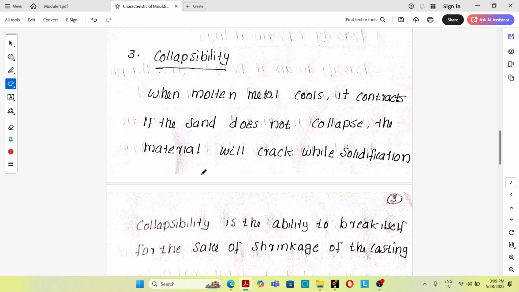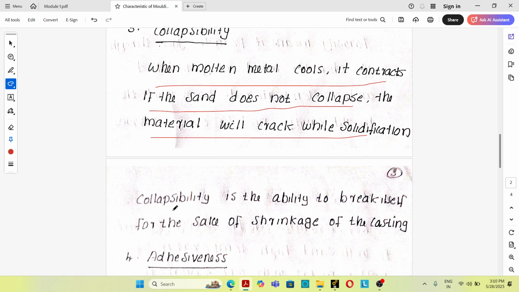So collapsibility means the ability of a sand casting mold to break itself during the solidification of the casting. When the molten metal cools, it contracts. If the sand does not collapse, the material will crack during solidification. Collapsibility is the ability to break itself because of the shrinkage of the casting.